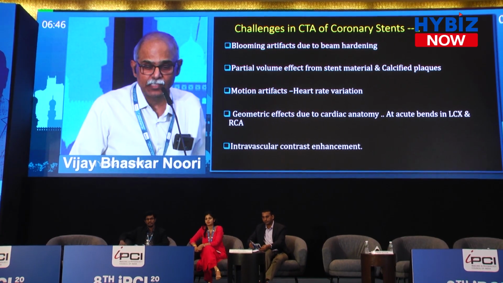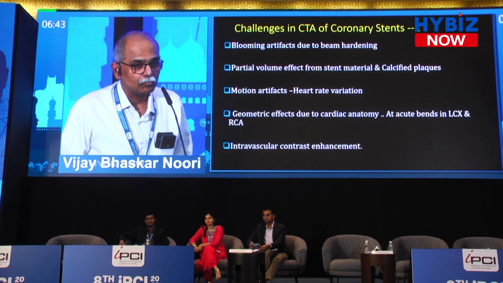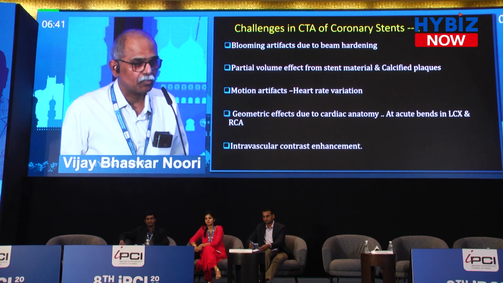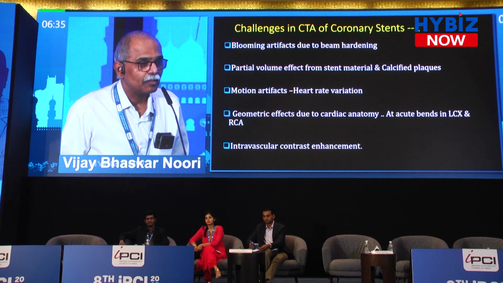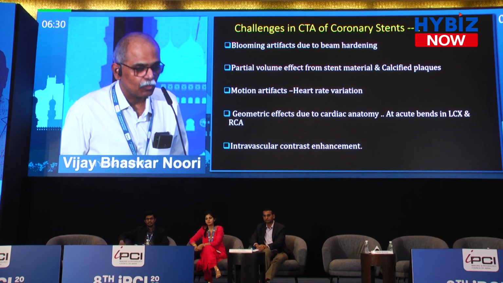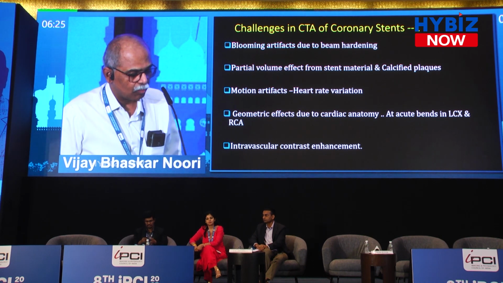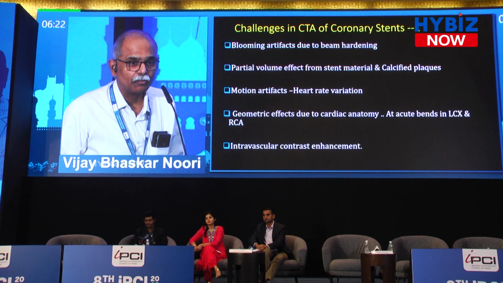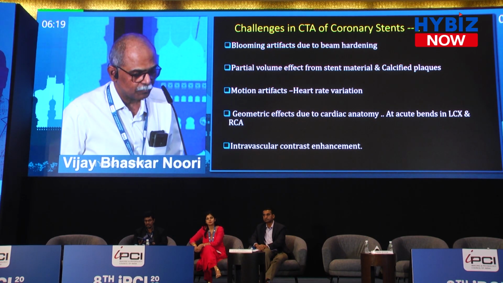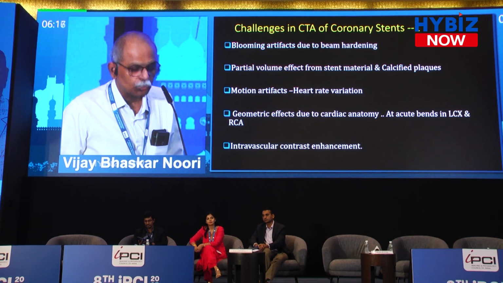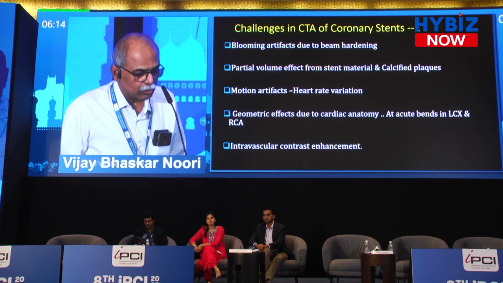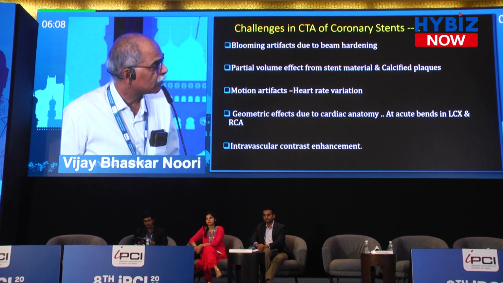What are the challenges we see on a CT scan? CT scan, as you know, depends upon the attenuation values of the blood, the vessel wall, the vessel lumen, and the metal or other structures which form part of the stents. So, whenever a CT scan is done, it comes inherently with these complications of blooming artifacts because of the attenuation of the beam at the metal part of the stent, partial volume effect, motion artifact because of heart rate variation, geometric effects due to cardiac anatomy at acute bends like LCx and RCA, and intravascular contrast enhancement.